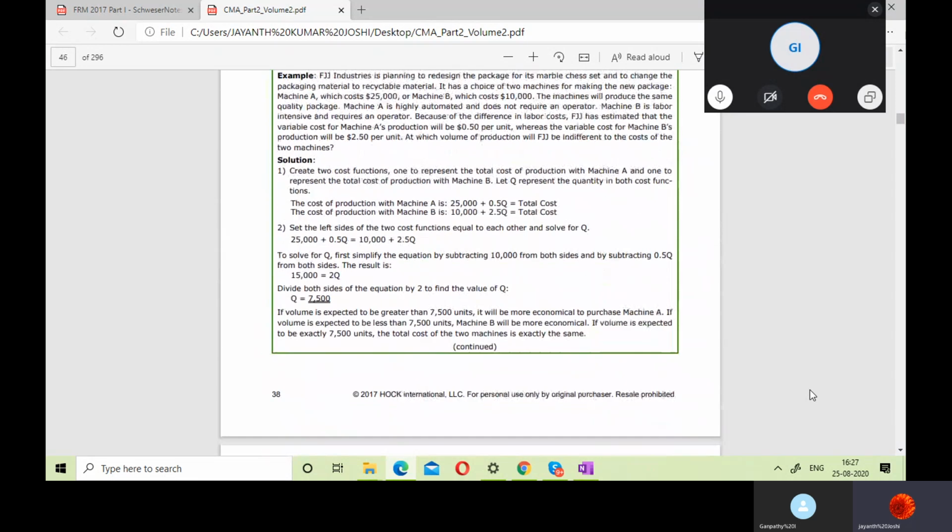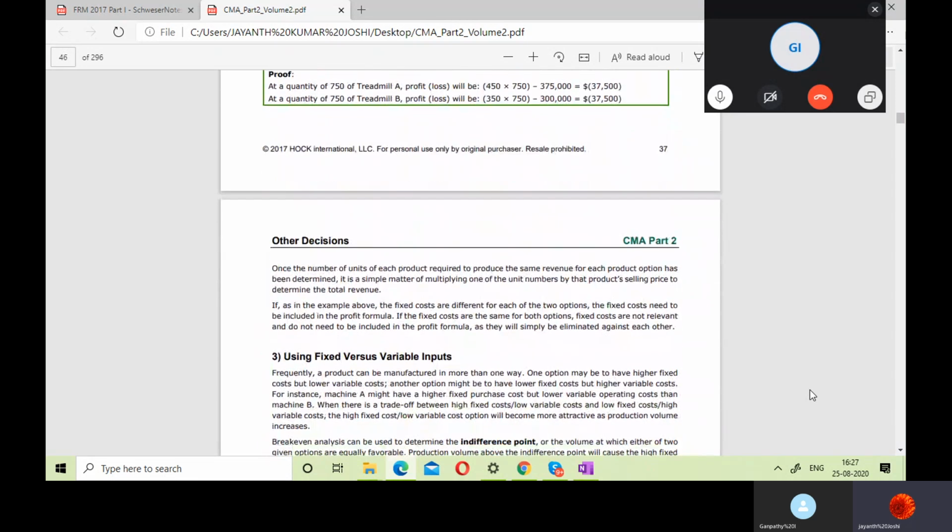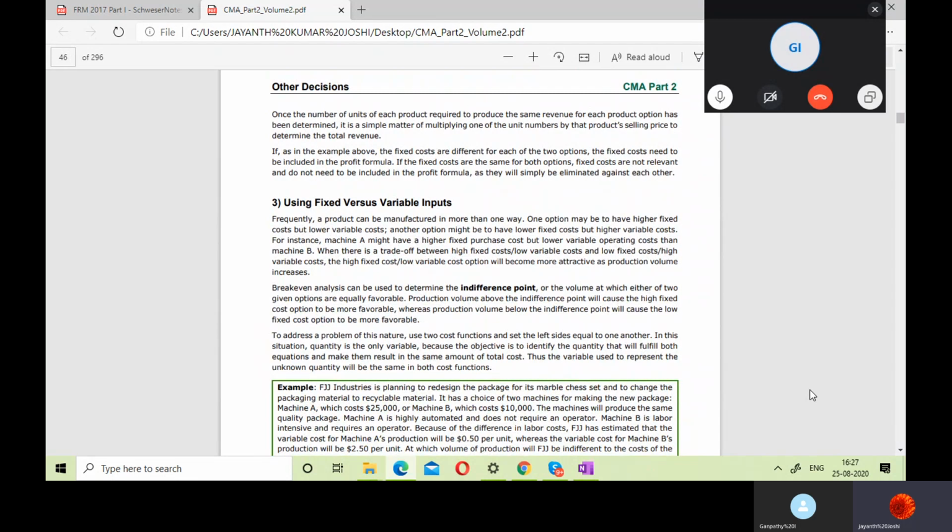Okay, come to this question and read this. What they are saying, fixed versus variable inputs. A product can be manufactured in more than one way. One option may be to have a higher fixed cost but lower variable cost, and another option would be to have lower fixed cost and higher variable cost. For instance, machine A might have a higher fixed purchase cost but lower variable operating cost than machine B, and the opposite for B. When there is a trade-off between high fixed cost and low variable cost, and low fixed cost and high variable cost, there's a relationship. Trade-off means relationship. The high fixed cost, low variable cost option will become more attractive as production volume increases.